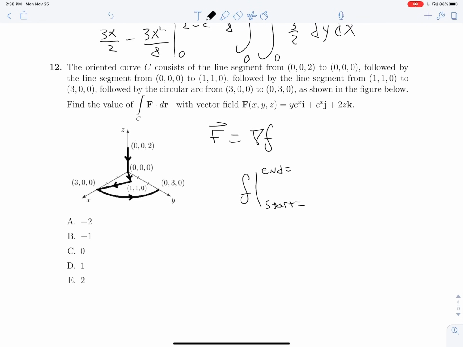So to make sure that this is a conservative vector field, we have to take our antiderivatives of these and make sure that there aren't any discrepancies. Our antiderivative of this with respect to x is going to be y e to the x. Our antiderivative of this with respect to y is going to be y e to the x, and our antiderivative of this with respect to z is going to be z squared. So we see that we have overlap here. We only count our overlap once, so our potential function f is going to be y e to the x plus z squared.